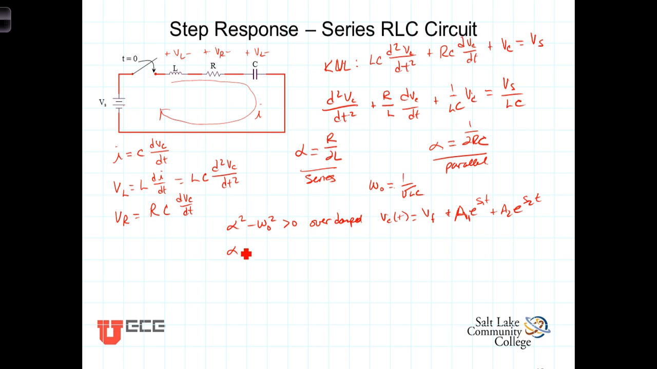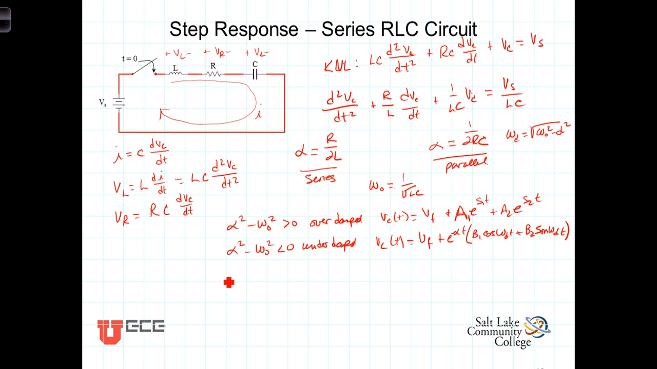And we would have the case where alpha squared minus omega naught squared was less than 0, and it would be underdamped. And V sub c of t would equal V final plus e to the minus alpha t times B1 cosine of omega sub d t plus B2 sine of omega sub d t. Once again, having defined omega sub d to be the square root of omega naught squared minus alpha squared. And that represents the frequency of oscillation, or the damped frequency, in that underdamped case.